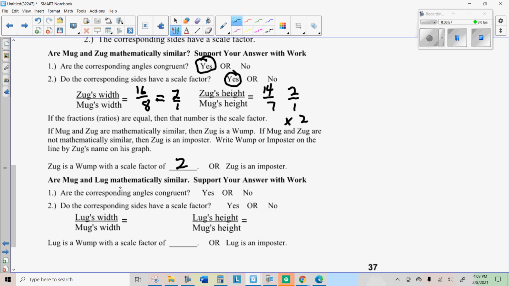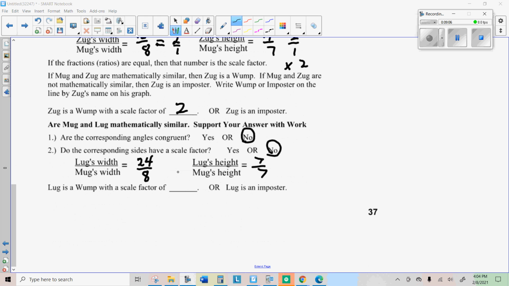Are Mug and Lug mathematically similar? Go ahead and check that out. So Lug's width is 24, Mug's is 8. Lug's height is 7, Mug's height is 7. Lug is an imposter. They have different scale factors, and the angles, if you look closely, aren't really the same.